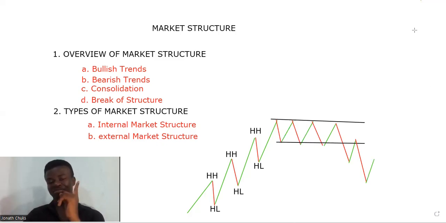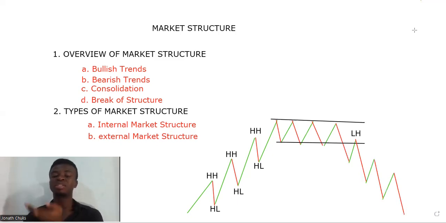So this is the high. This time around it's going lower. The other one it was going higher, so we call it the higher high. Now it's going lower, you call it the lower low. Do you understand? Just don't worry, you understand everything. So this is lower low.